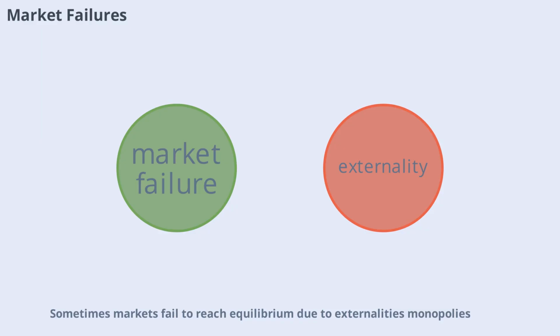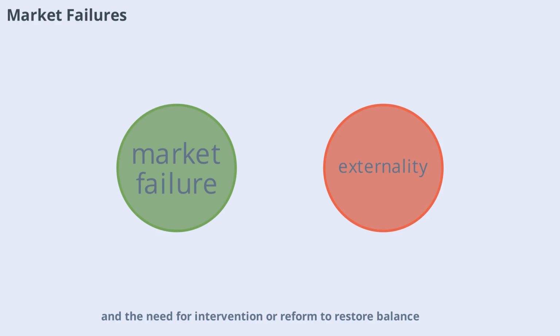Sometimes markets fail to reach equilibrium due to externalities, monopolies, or information gaps. These failures can lead to inefficiencies, unfair outcomes, or persistent imbalances. Recognizing market failures helps us understand the limitations of equilibrium and the need for intervention or reform to restore balance.